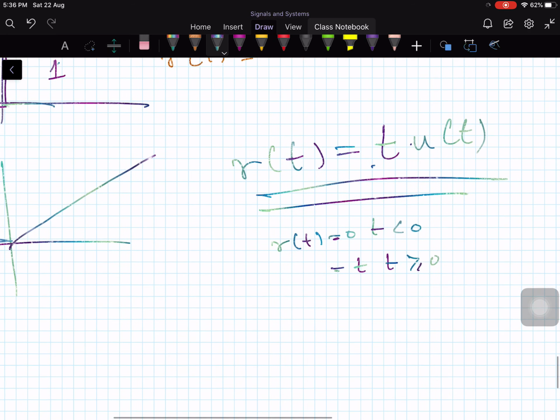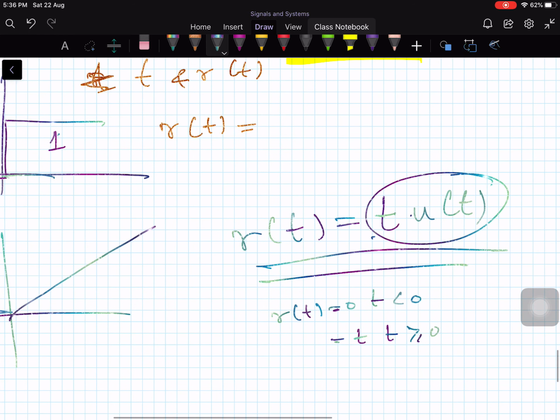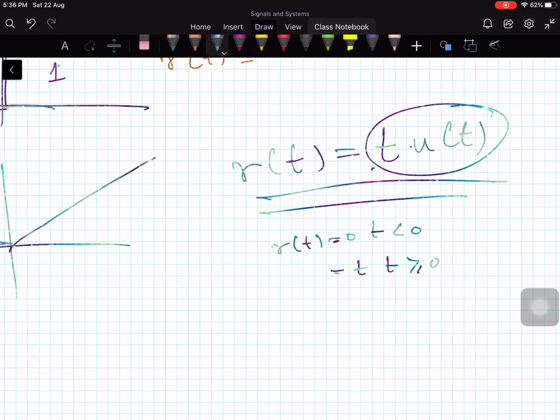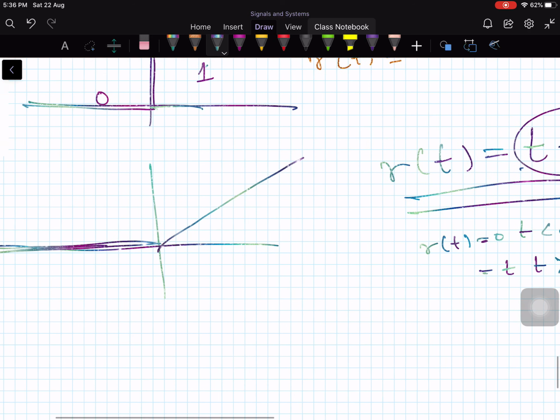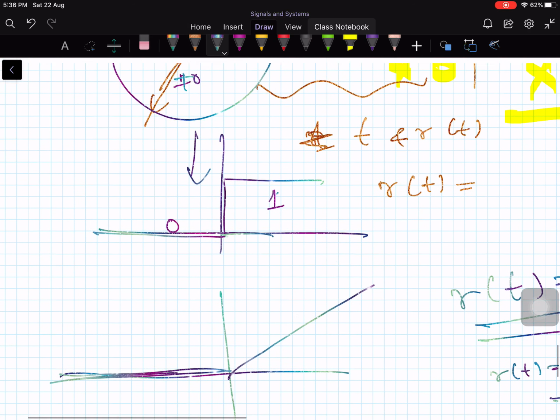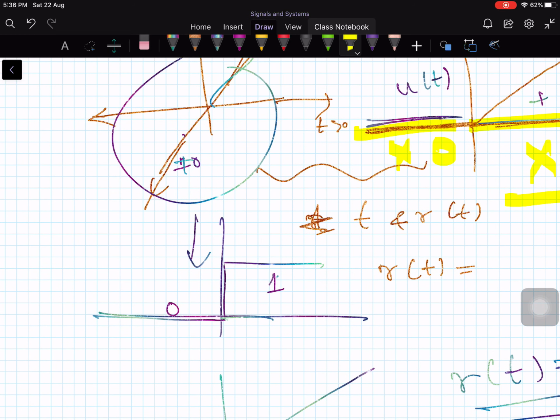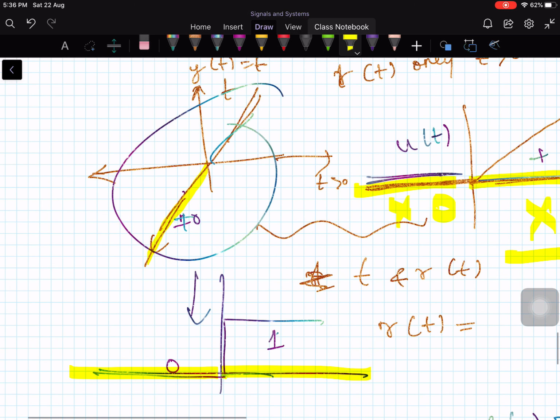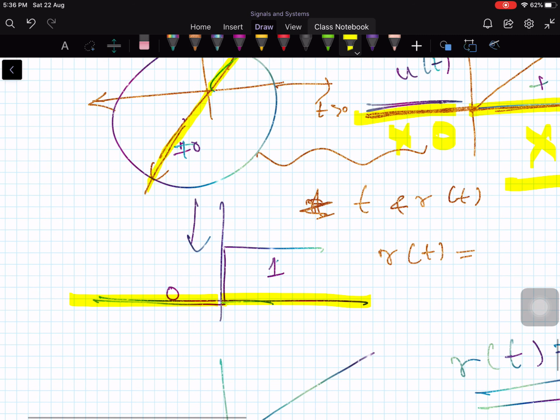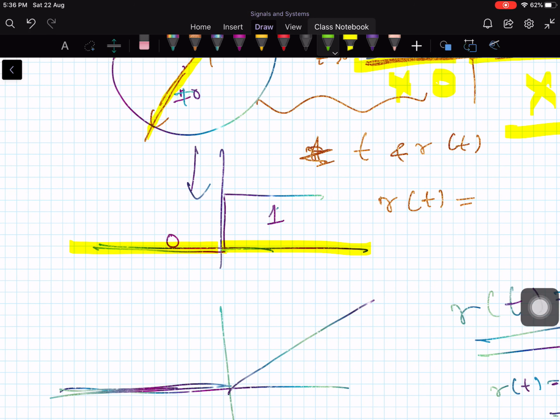Therefore, finally you can write like this. If you multiply t by u of t, the negative values will be multiplied by 0. See, this is the negative value, and this negative value will be multiplied by this 0. So it gets cancelled out, and for positive t, this positive t gets multiplied by this slope. So r of t can be alternately written as r of t is equal to t times u of t.